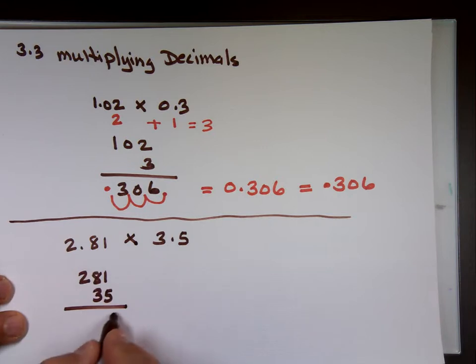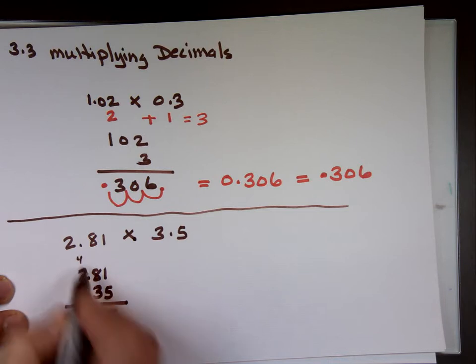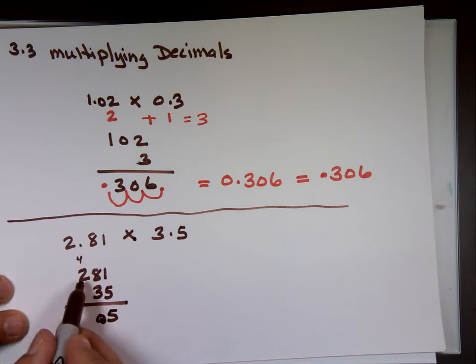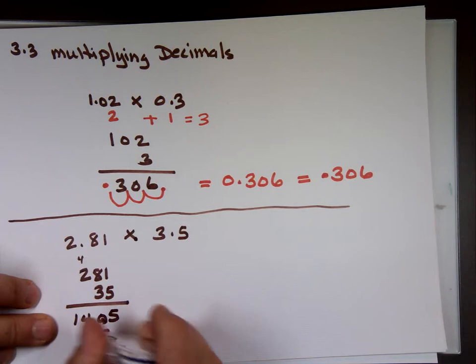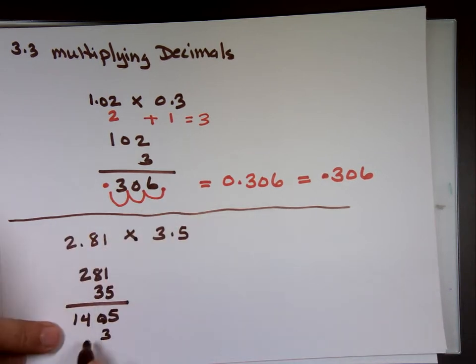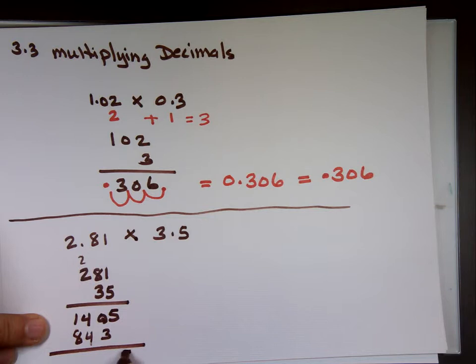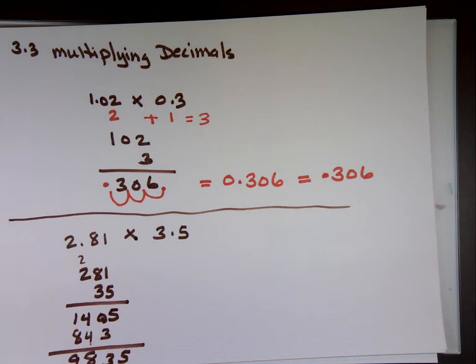5 times 1, 5. 5 times 8 is 40. 0 carry 4. There's a 4 here. 5 times 2, 10 and 4, 14. 3 times 1, 3. 3 times 8, 24. Oh, 24. That's 4 carry 2. 3 times 2, 6 and 2, 8. 5, 3, 8, 9.